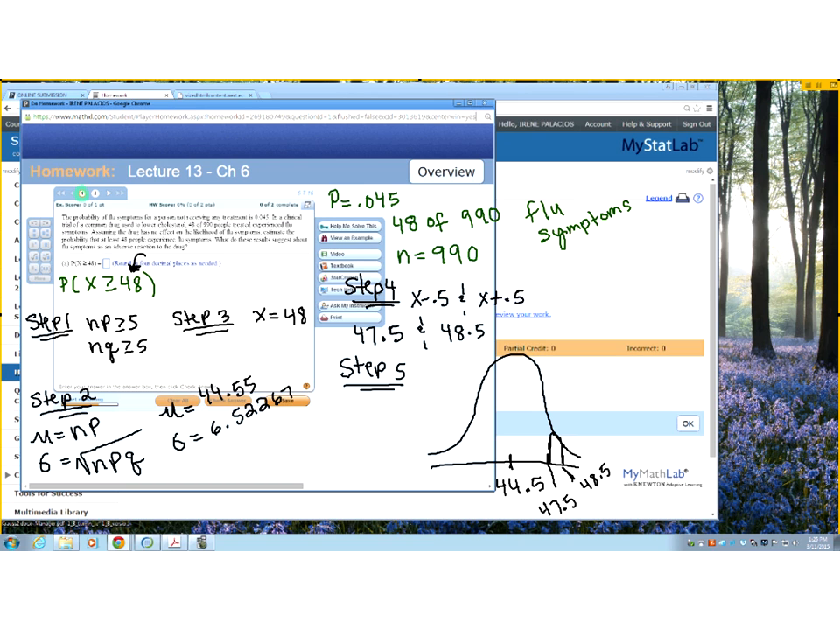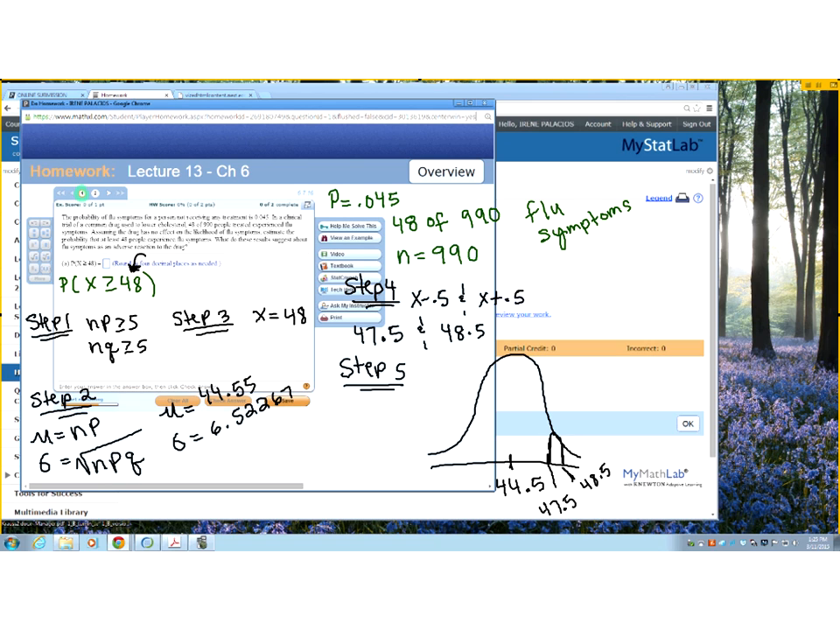Now the question says we want the probability of at least 48 people experiencing flu symptoms. So when you see at least 48 people, are you shading to the right or are you shading to the left? To the right. And you are going to include the strip, right? Because it says at least 48, you're including the strip. So this kind of ended up being the same type of problem as the one I just did in the example. I was hoping to get a different one and it ended up being the same.